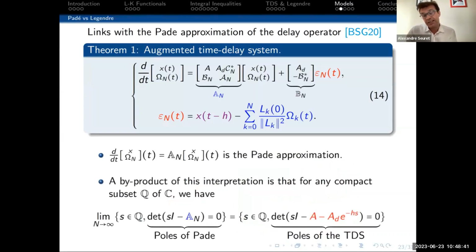And as a byproduct of it, you may also have very nice properties, such that when you consider the poles of the Padé approximate, which are given by the poles of this matrix, you know that on compact sets that are subsets of C, any compact set, the poles of this function, when n goes to infinity, converge to the poles of the real time delay systems.